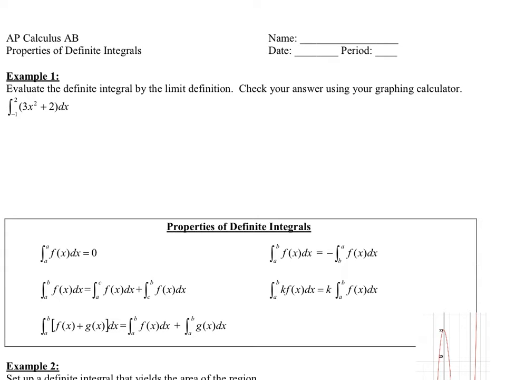All right, so before we get into doing definite integrals and learning some different rules about this, let's do one more as a warm-up here today of finding the definite integral by the limit definition, okay? And then I'll also show you how to check your answer using the calculator. But let's go ahead and take a couple minutes and find the definite integral from -1 to 2 of 3x squared plus 2 dx.